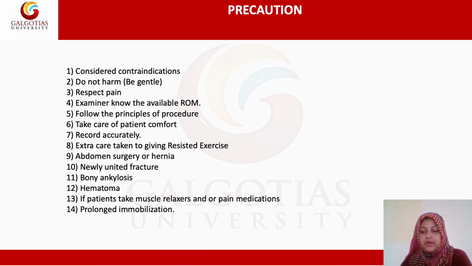Precautions that we have to take when doing manual muscle testing: we should consider the contraindications. We should see that the person whose MMT is being done is not contraindicated for the MMT. We do not harm the patient. We have to be gentle when testing the muscle. Then we respect the pain. If a patient says I'm having pain in this particular movement, we should not emphasize doing that. Then the examiner should know the available range of motion, follow the principle of procedure, take care of patient comfort, record accurately, and maintain the record.